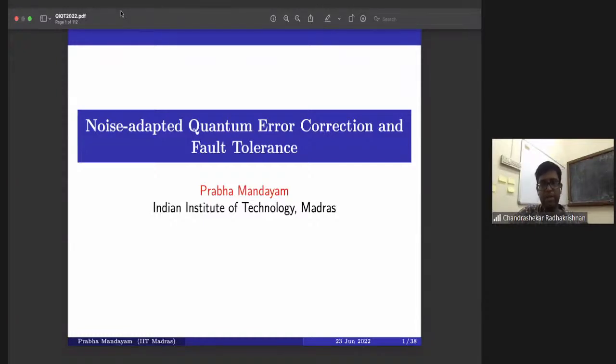IMSc, and she was also a faculty at Chennai Mathematical Institute, Inspire faculty at Chennai Mathematical Institute. She then joined IIT Madras, where she is an associate professor now. Her topics of interest are mainly quantum error correction, quantum cryptography, and foundations of quantum mechanics.